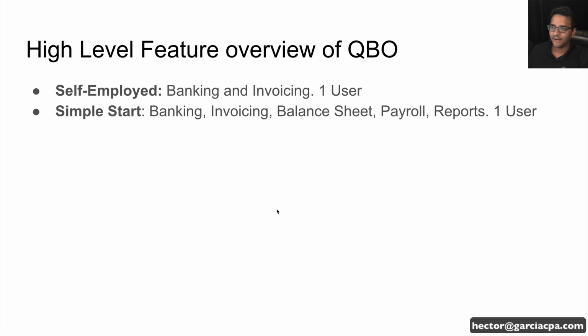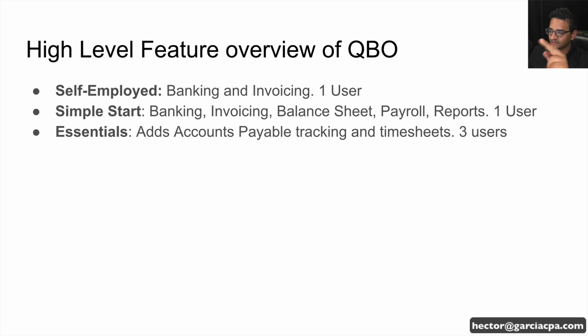Now, QuickBooks Online, as I mentioned, you can do invoicing and you can do banking. Once you move on to Simple Start, you're going to get access to a balance sheet. You're going to be able to add payroll, and you're going to have reports, like real accounting reports. Simple Start is limited to one user. QuickBooks Online Essentials, the next level up, which is $40 a month, adds accounts payable or tracking bills. It also adds timekeeping, so you can have timesheets.